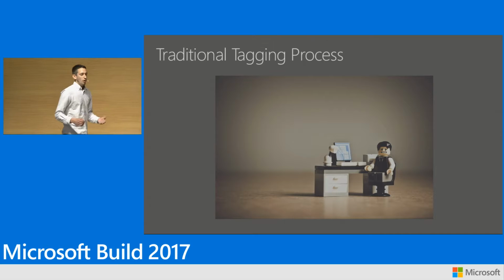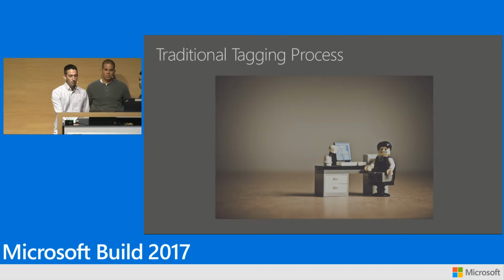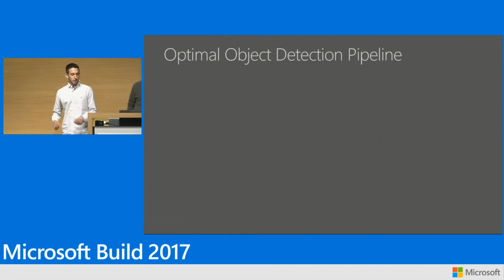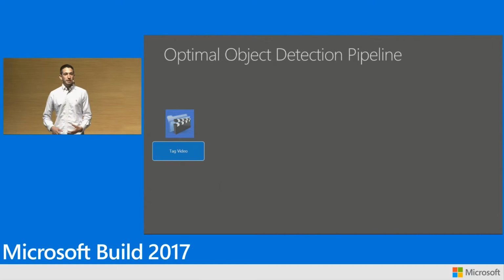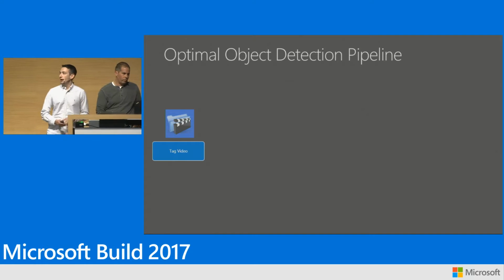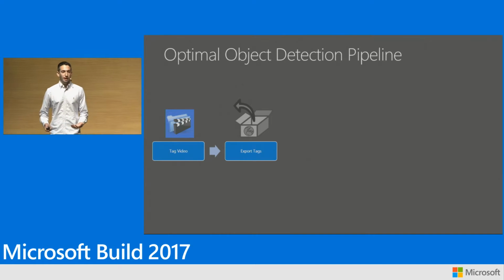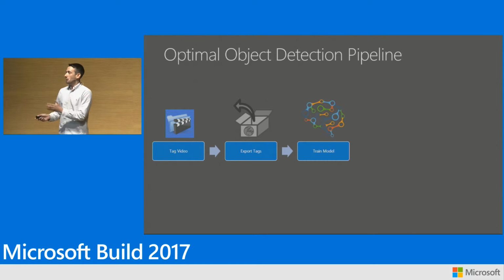So to understand this problem better, let's talk about the optimal way to do object detection. What you'd really want to do is be able to tag, let's say, one video or an image directory and get the regions of interest there. After you do that, you're going to want to export those tags in a format without having to worry about what framework you're using, whether that's CNTK, TensorFlow, or AlexNet. You just want to be able to export so that you can train a model. But here's where it gets interesting.